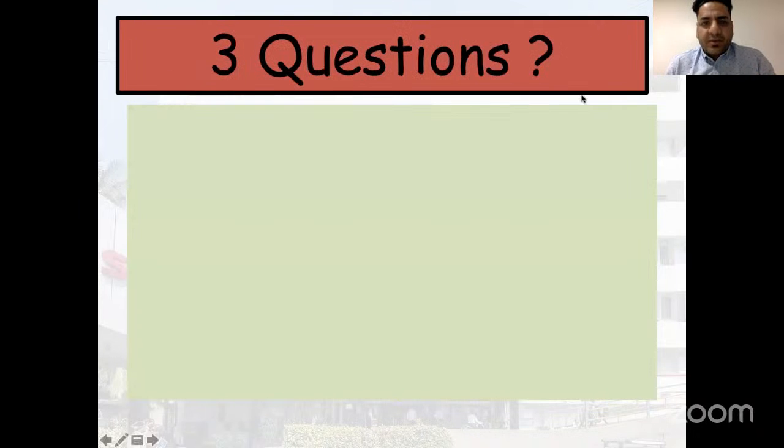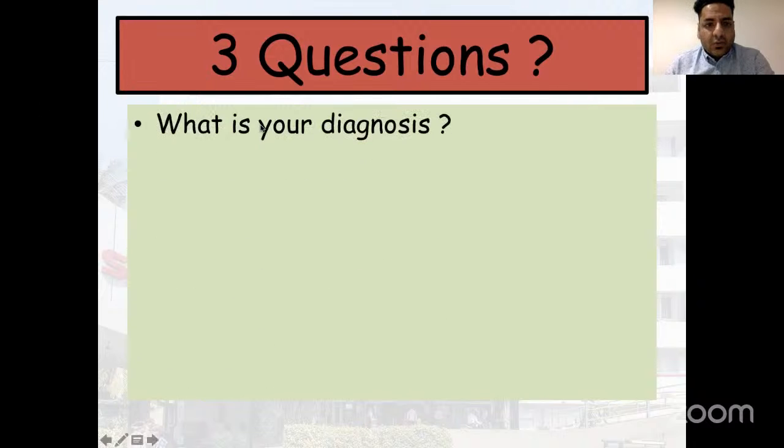Just remember one thing, that there are three basic questions which are going to be asked when you present a short case. It's not going to be like a long case, where you have a long history to present, and then come on to examination, diagnosis, investigations and treatment. Here, the first thing the examiner is most likely going to ask you is, what is your diagnosis? So you have to be ready with your diagnosis.